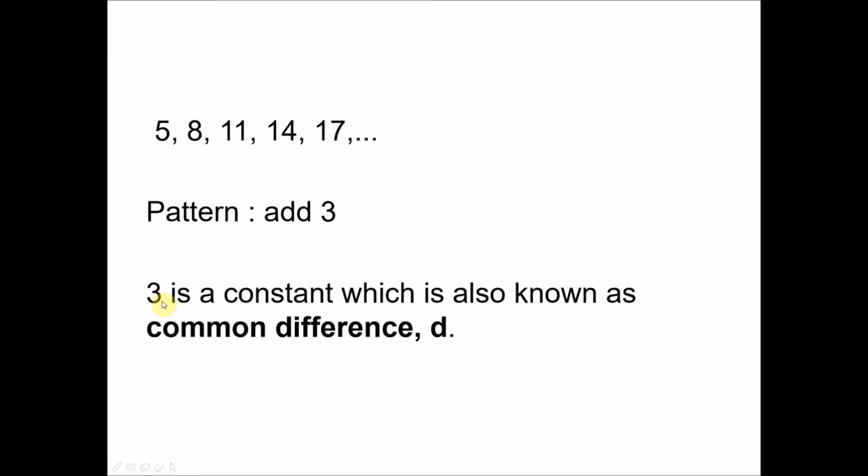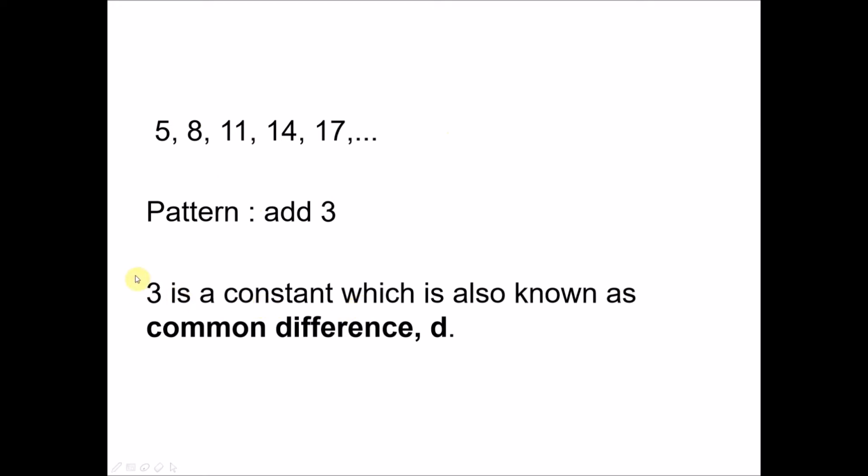Now we look at the next example here. Is this a sequence? We can find a pattern that 5 plus 3, you get 8. 8 plus 3, you get 11. 11 plus 3, you get 14, and so on. So the pattern here is adding 3 to all the previous numbers. Hence, this is considered a sequence. In this sequence, 3 is a constant, which is added to the previous number to get the next number, and so on.